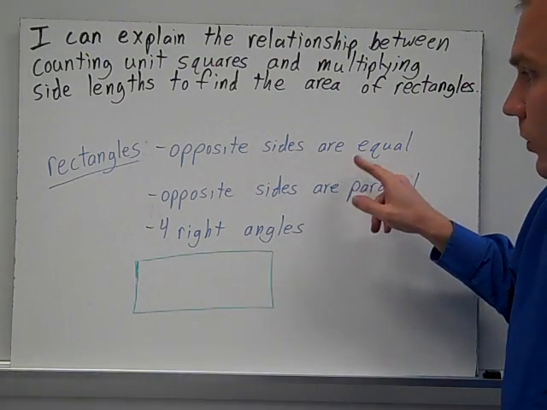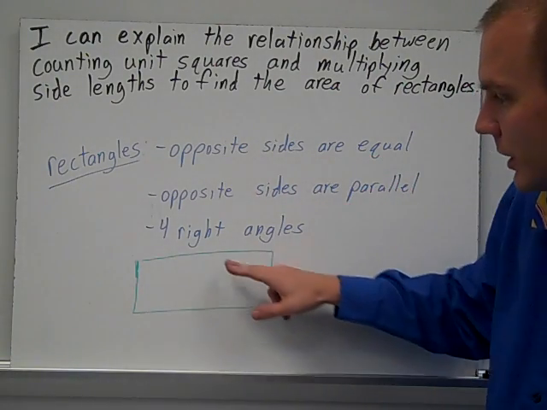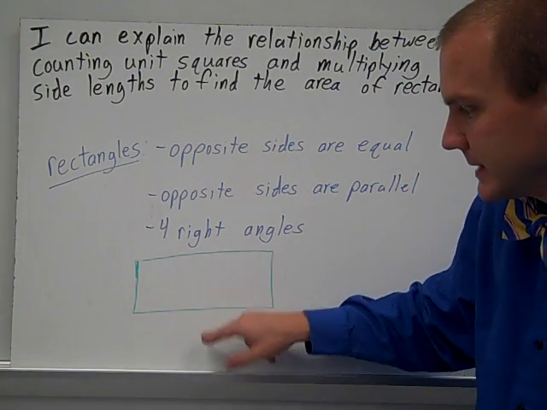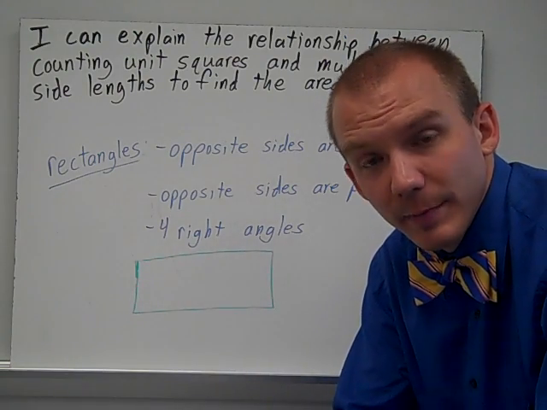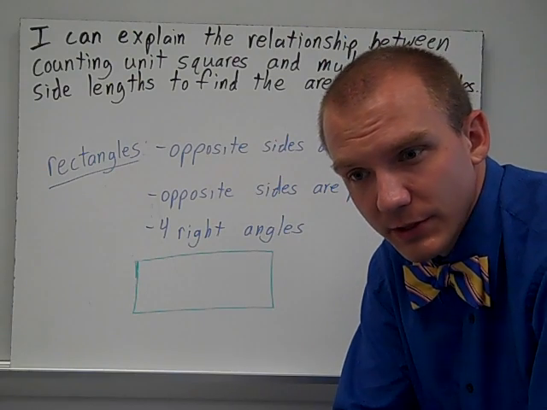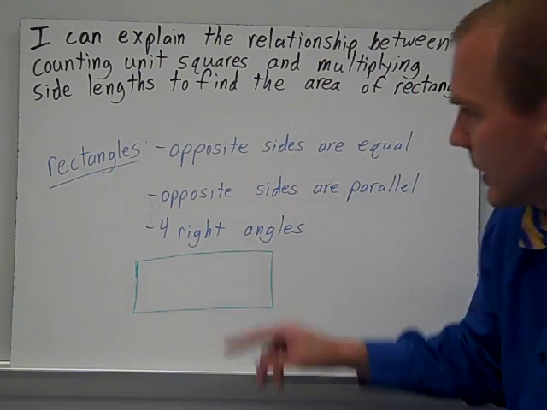Opposite sides are equal in a rectangle. So here's a picture of one. The top and the bottom, those are opposite sides, they're equal. And the left and the right, those are opposite sides, they're equal. That's what makes a rectangle, and this video is focusing only on area of rectangles.